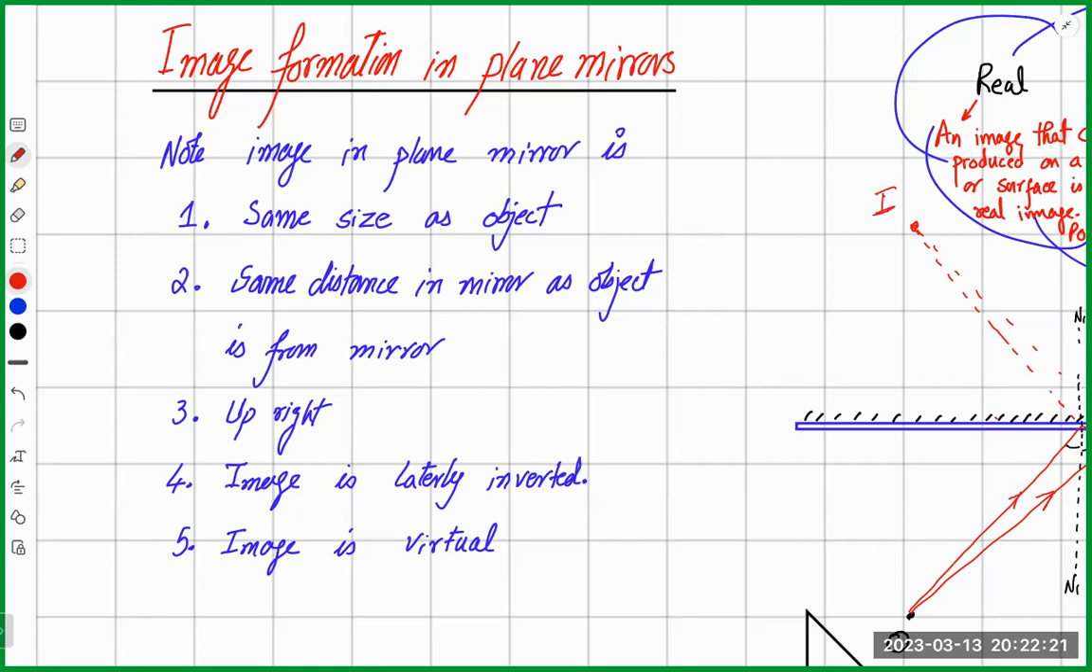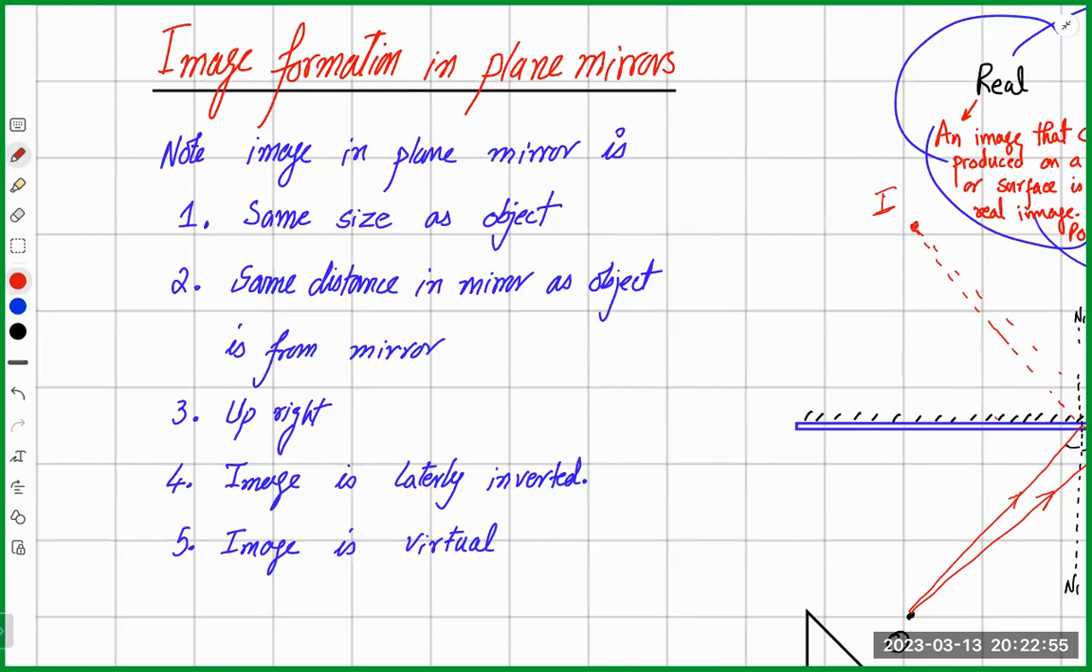In that case, the image that a plane mirror forms has these properties. Number one, the image is the same size as the object, and the same distance inside the mirror as the object is from the mirror. Upright: if you're standing in front of a mirror, your foot will be in front of foot and your head will be in front of head. It is not like you're upside down in your plane mirror image. So that means upright.